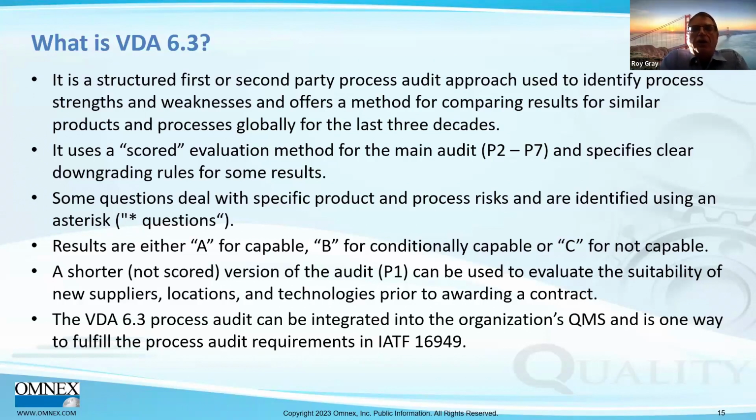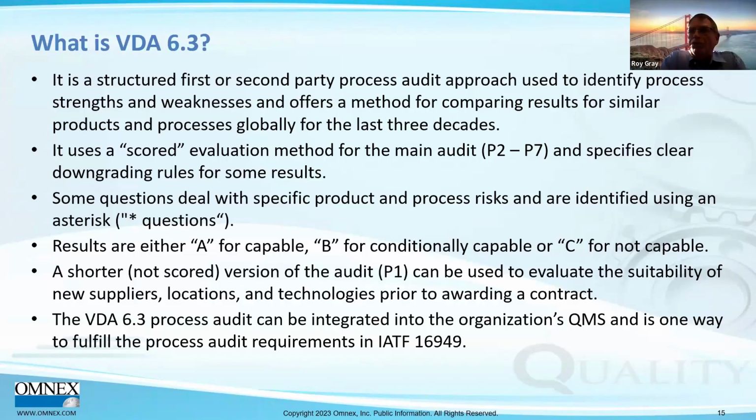Some questions are identified as asterisk questions. These are specific to product and process risk. They get scored the same, but it all depends on the risk we're looking at. Your customers are looking for either a ranking of A, which makes you quality capable, or a B, which is conditionally capable, but you have some actions to do to get back up to an A. If you get a ranking of C, you are not quality capable, and you'll have a lot of work to do.